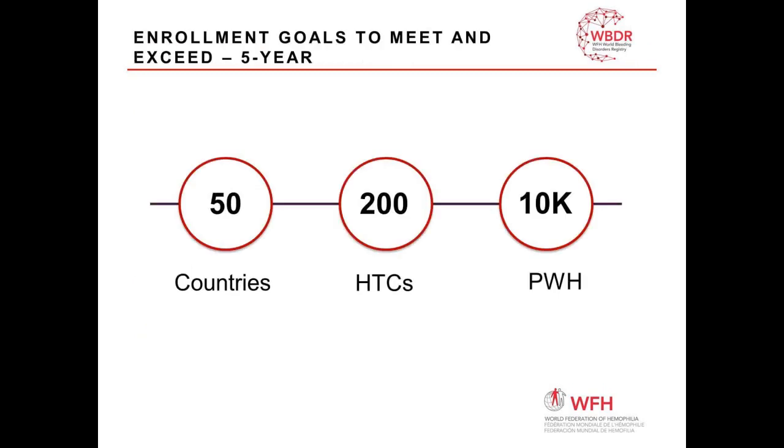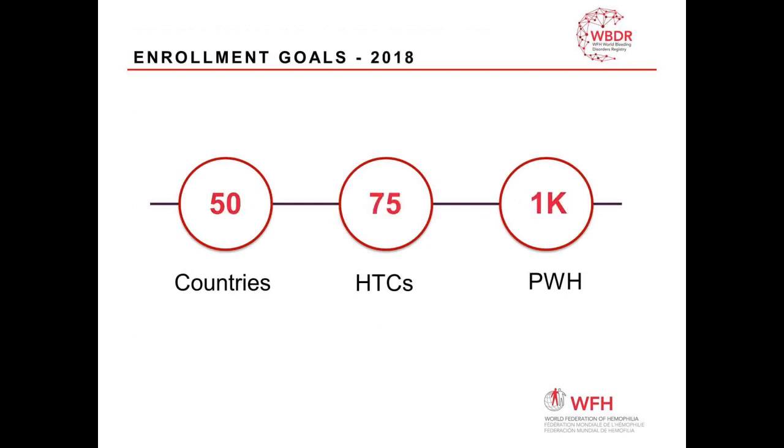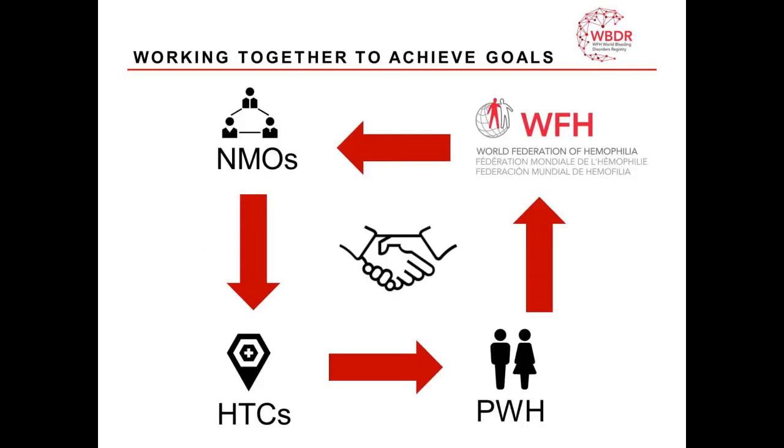Here you see our goals over the first 5 years of the WBDR. We want to establish the registry in 50 countries, 200 HCCs, and would like to have 10,000 patients registered. For our first year, you see the numbers here. So we initially already want to be in those 50 countries, but with 75 HCCs and 1,000 patients. We're really excited to meet the milestones towards these goals, and we will be sharing them with the WBDR community through periodic updates.